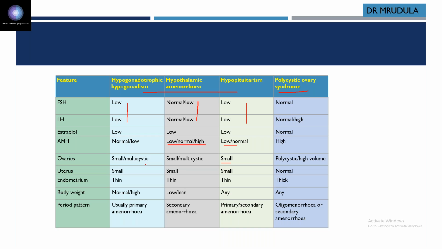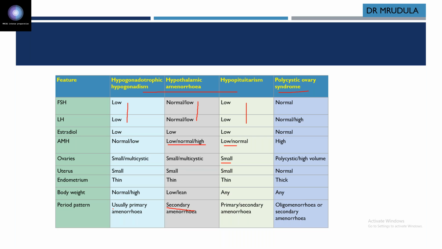Uterus in all three types will be small, while for PCOS it is normal. Endometrium in all three types, again it is thin because of less estrogen, while in PCOS it is thick. Body weight in hypothalamic amenorrhea will be low, while in other conditions it can be either normal or high. And period pattern, as I told you, hypothalamic amenorrhea usually presents with secondary amenorrhea.